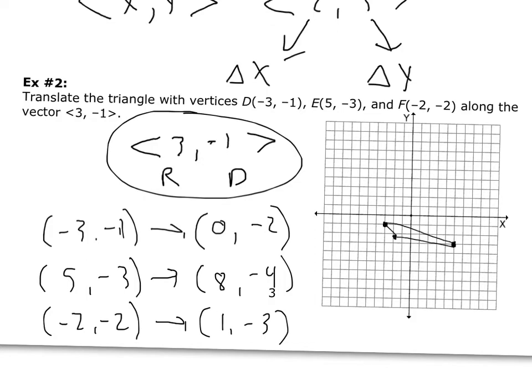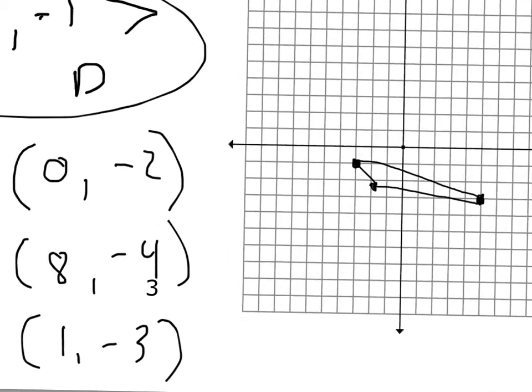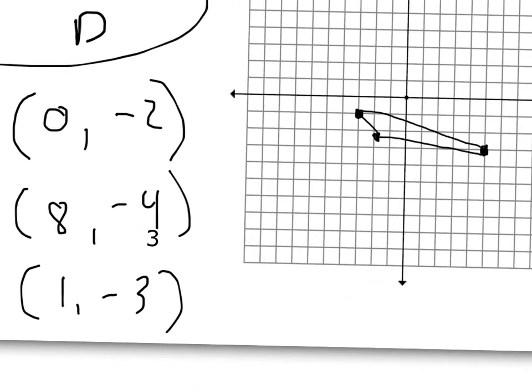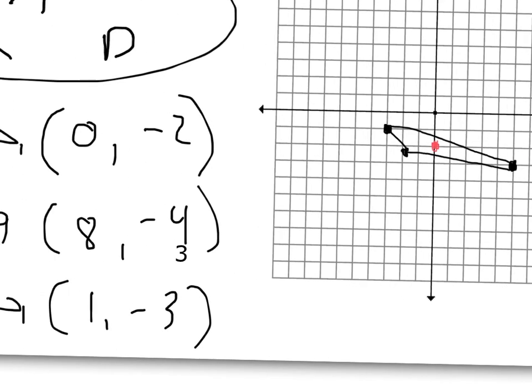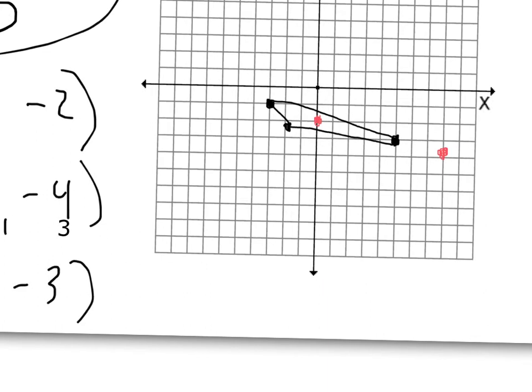And so let's go ahead and graph our points. So we have 0, -2, and I'm going to do these in red. Okay, 0, -2. Then we have 8, -4. 1, 2, 3, 4, 5, 6, 7, 8. And down 4. And lastly, we have 1, -3. Okay, so if we go ahead and draw our lines, that would give us our translated shape. It moved in the same direction and the same distance with our vector that we applied to it.